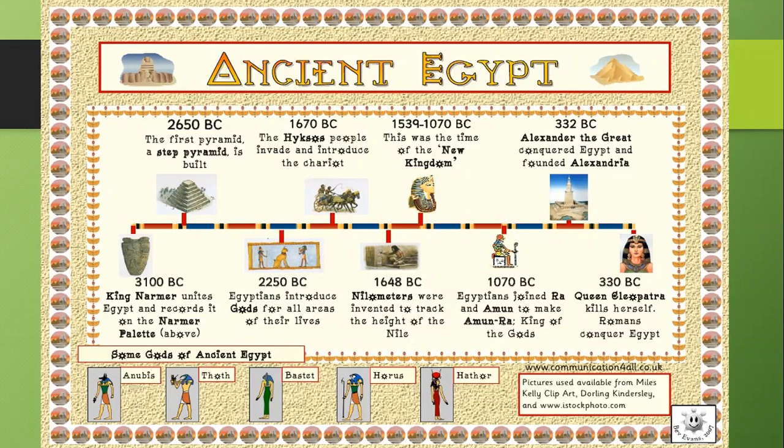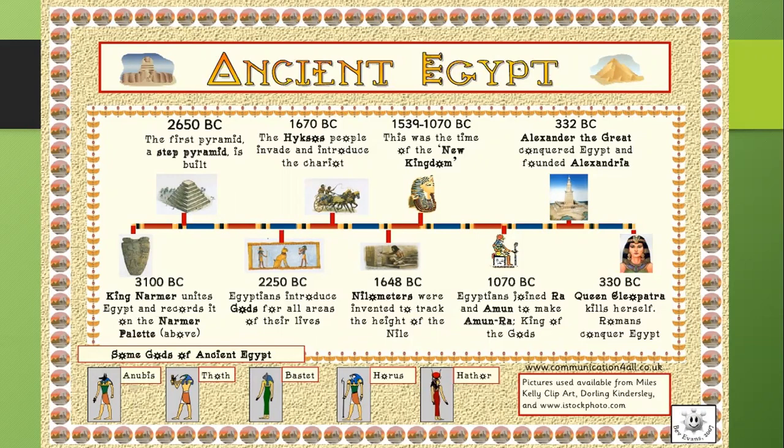You see all these things in all the depictions of Egypt. You've seen all these things. You have ways to track the Nile, which is a river running through Egypt. You have a new kingdom, right? This is a time for new kingdoms. Then you have more gods introduced. And then Alexander the Great conquered Egypt and founded Alexandria. And then you have Queen Cleopatra, who kills herself, and Rome conquers Egypt.